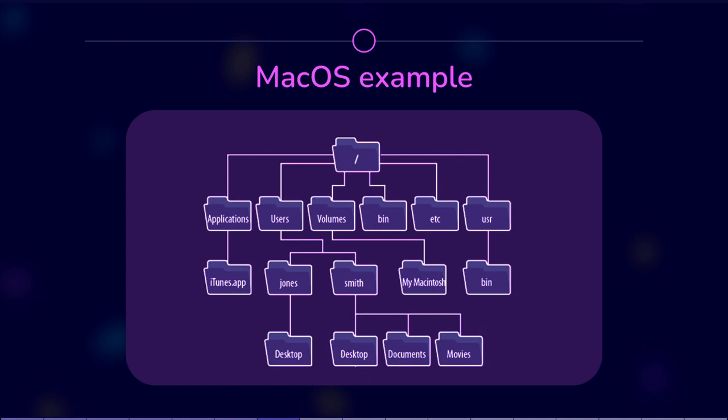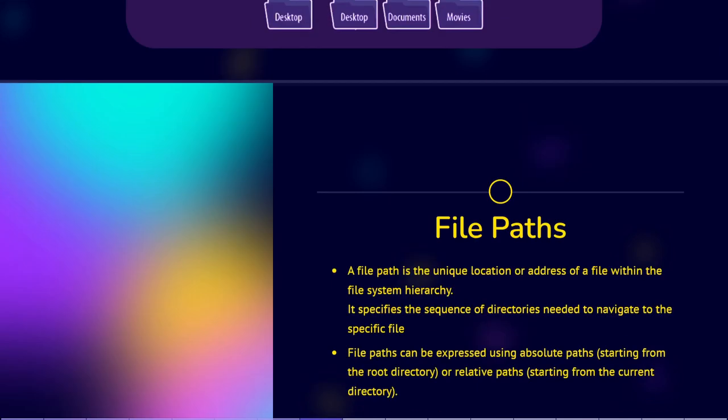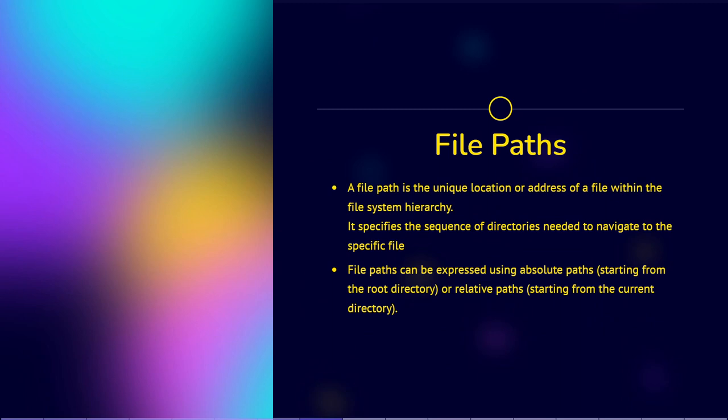A file path is the unique location or address of a file within the file system hierarchy. It specifies the sequence of directories needed to navigate to the specific file. File paths can be expressed using absolute paths, starting from the root directory, or relative paths, starting from the current directory. Here is an example of what a file path can look like.